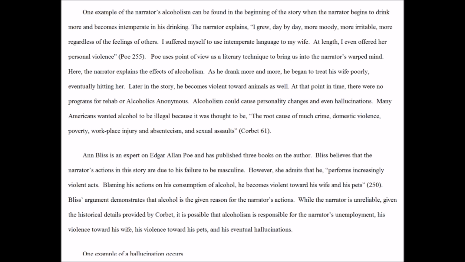Poe uses point of view as a literary technique. That's her analysis of the quote. Later in the story, he becomes violent. Alcoholism could cause personality changes and hallucinations. And then she gives the first secondary source.